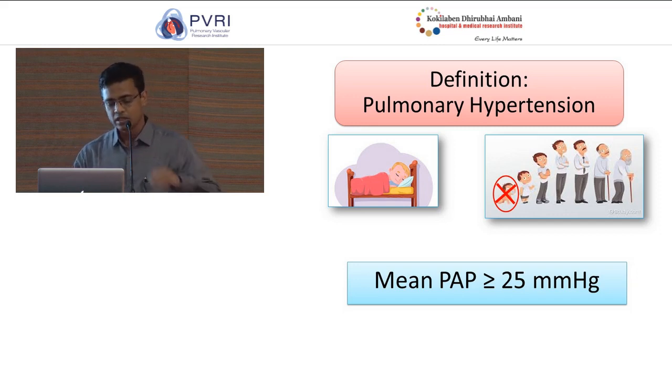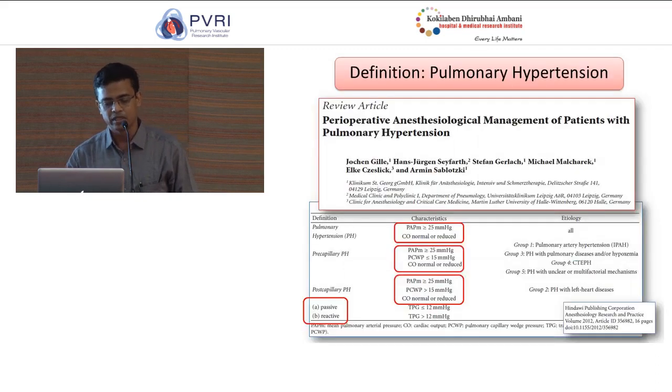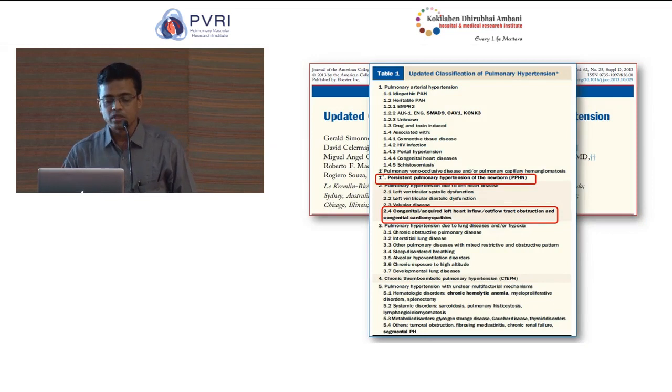Another definition is published in perioperative anesthesia management, and this author has further divided PH into pre-capillary and post-capillary. In pre-capillary, the PCWP is less than 15 with a high mean PA pressure. In post-capillary, which can be passive as well as reactive, the PCWP is more than 15, but the TPG on one side, the passive, is less than 12, and on the other side is more than 12.